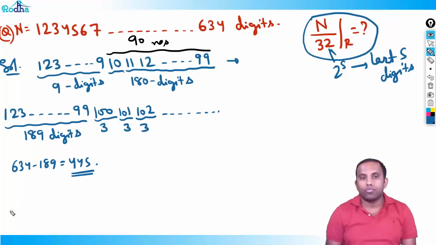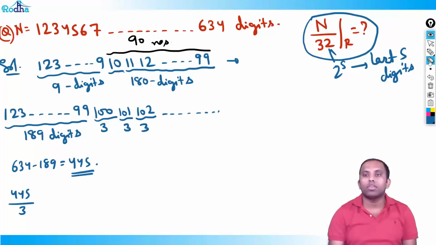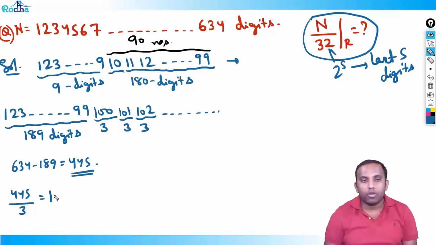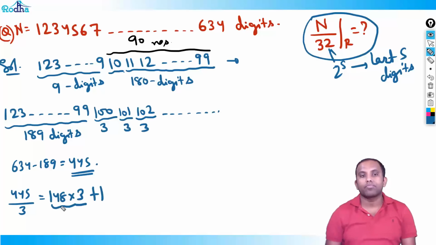So till which number will it go? You can calculate 445 by 3. How many times does it go? 148 into 3 is 444, plus 1. Okay, understand this? Very important concept, how to count digits.